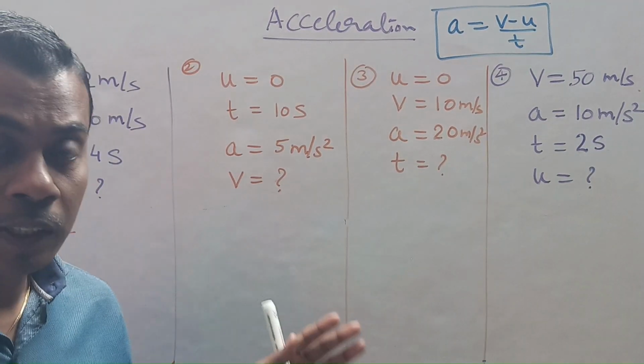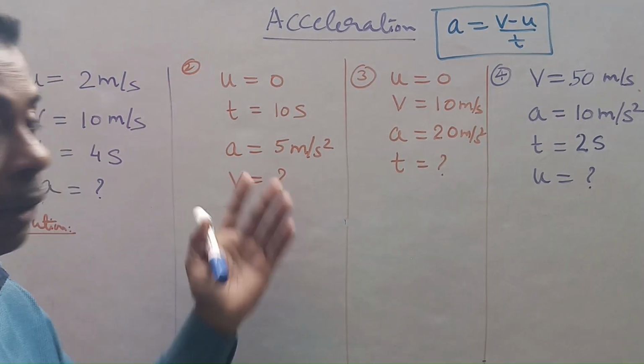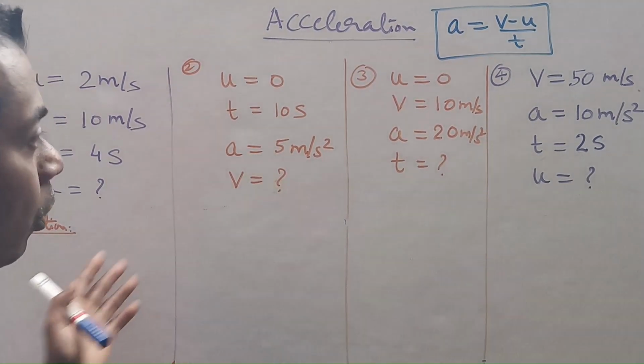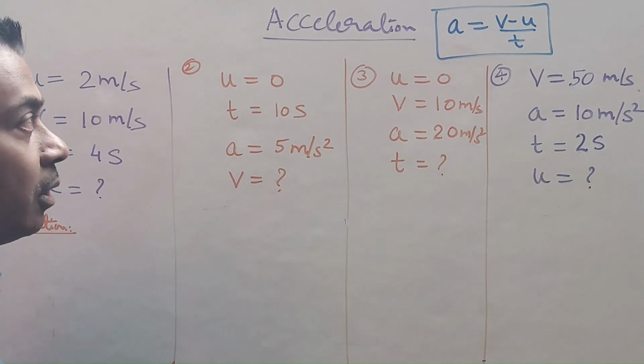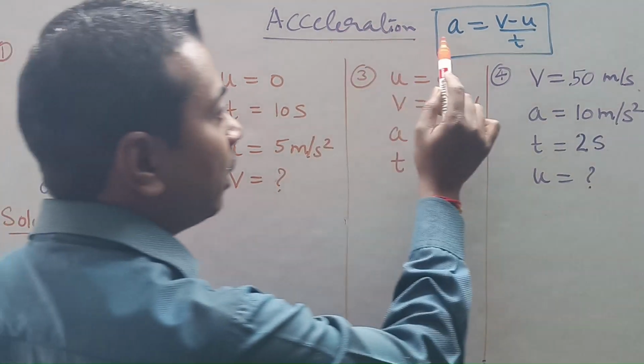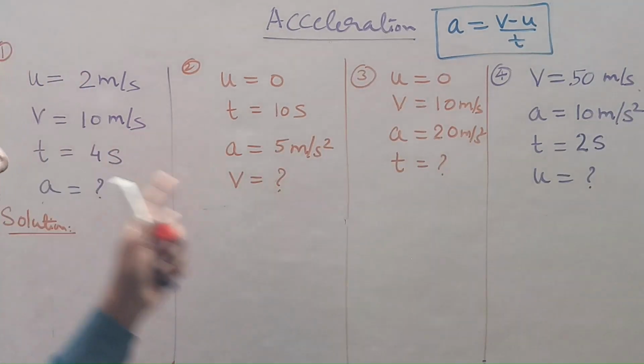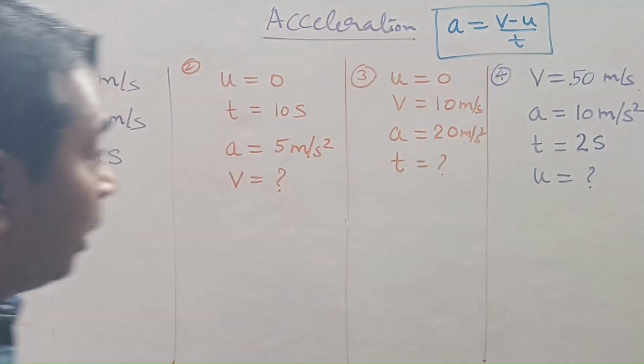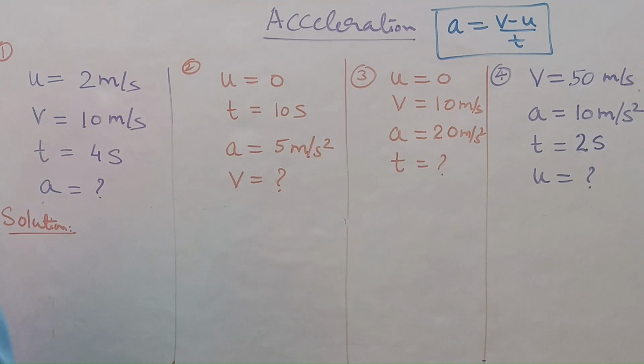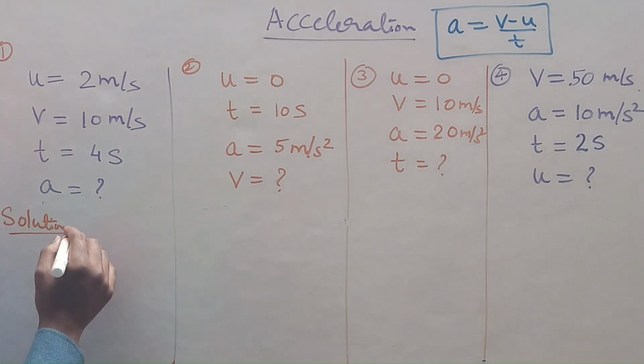Now this is the continuation of my previous video where we talked about acceleration. Now, how to solve numericals related to acceleration. As we know, the formula of acceleration is v minus u upon t. We are going to use the same formula in these four different numericals. I have already written the data over here, already collected the data so that you don't waste time in watching this.